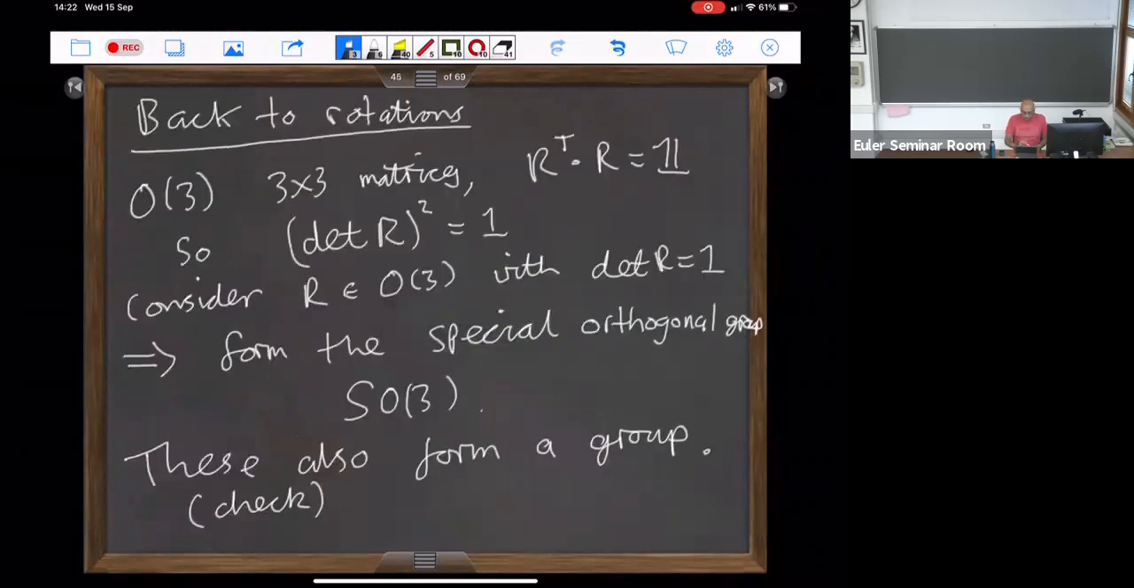Okay. So we'll go back to our rotations. Now, we said that we're considering the set of 3x3 orthogonal matrices. Again, you can check that these form a group under matrix multiplication. And the exercise is more or less identical to the one I set about n by n matrices. So now, since we have this orthogonality condition here, that means that the determinant of any orthogonal matrix squared is equal to one, because the determinant of the transpose is the same as the determinant of the matrix.